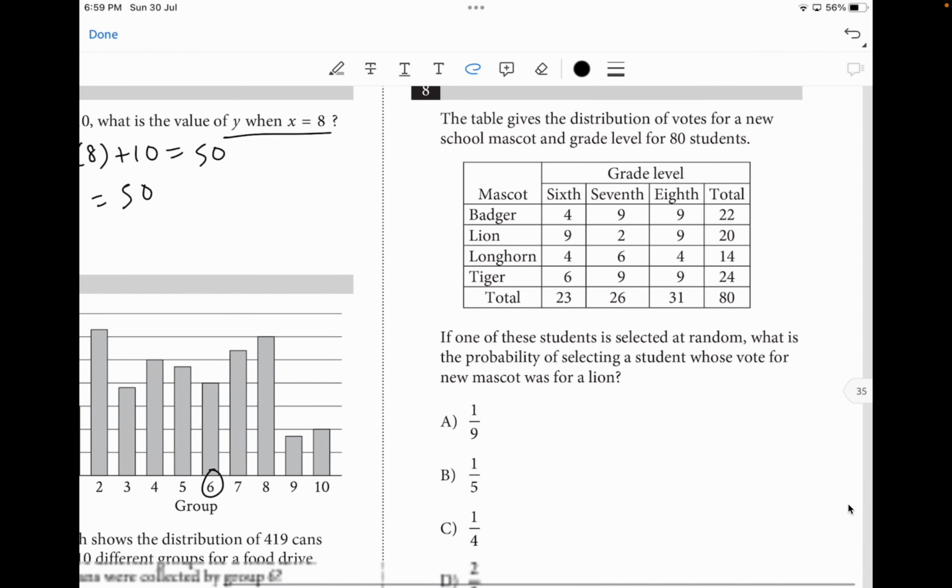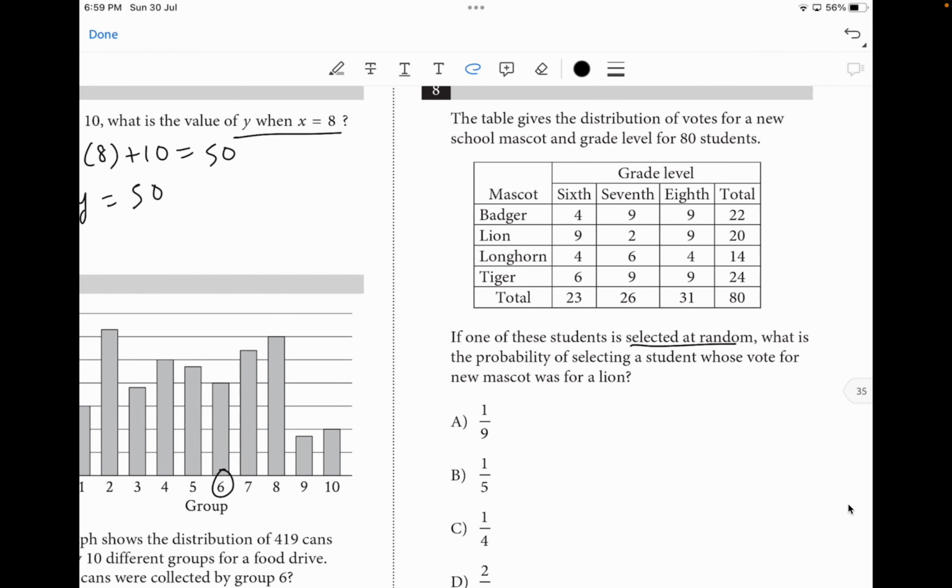If one of these students is selected at random, what is the probability of selecting a student whose vote for a new mascot was for a lion? So we can see that there's a table here. So we have to find out the probability of selecting a student whose vote for a new mascot was for a lion. In this case, for a lion, if we see the lions table somewhere here, we can see that there's a lions table.